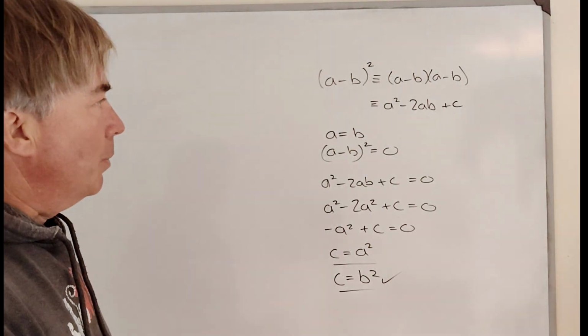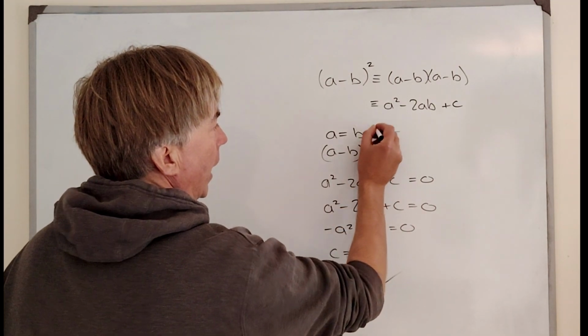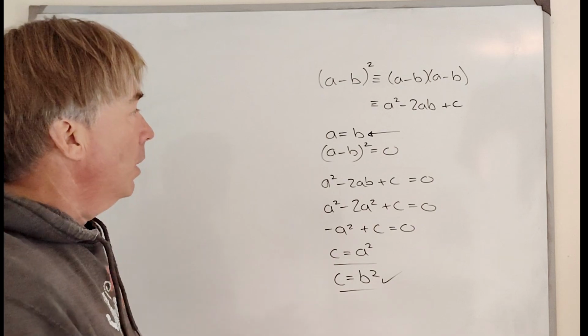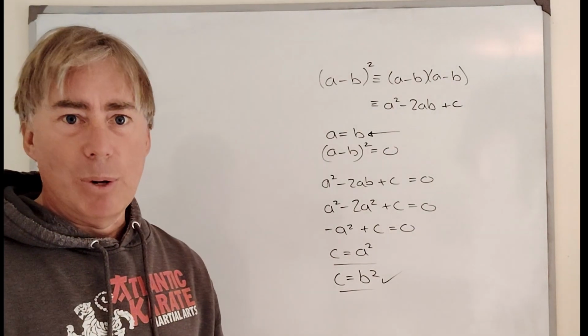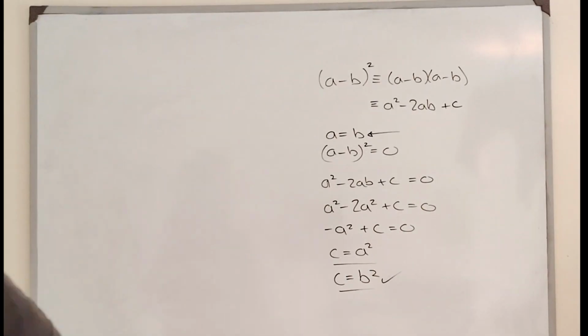Now, the reason I don't like this particular argument is it actually relies upon the fact that a and b are equal. So have we proved it for all cases? No, we haven't. We've proved it in a situation where a and b are equal. And that's where the argument falls apart. So on to the next bit.